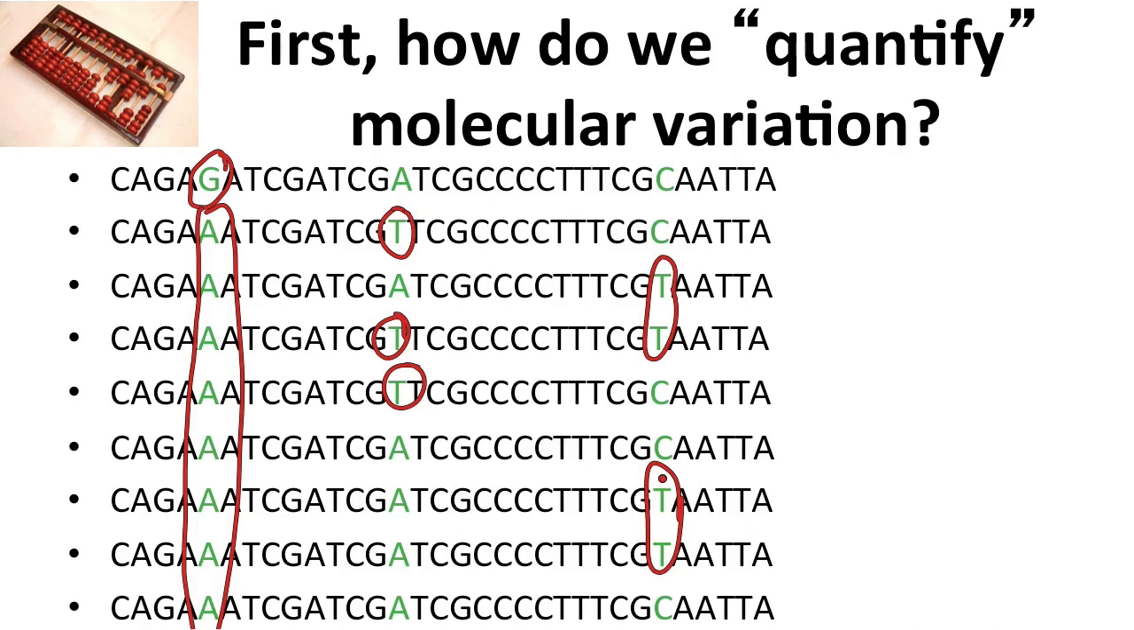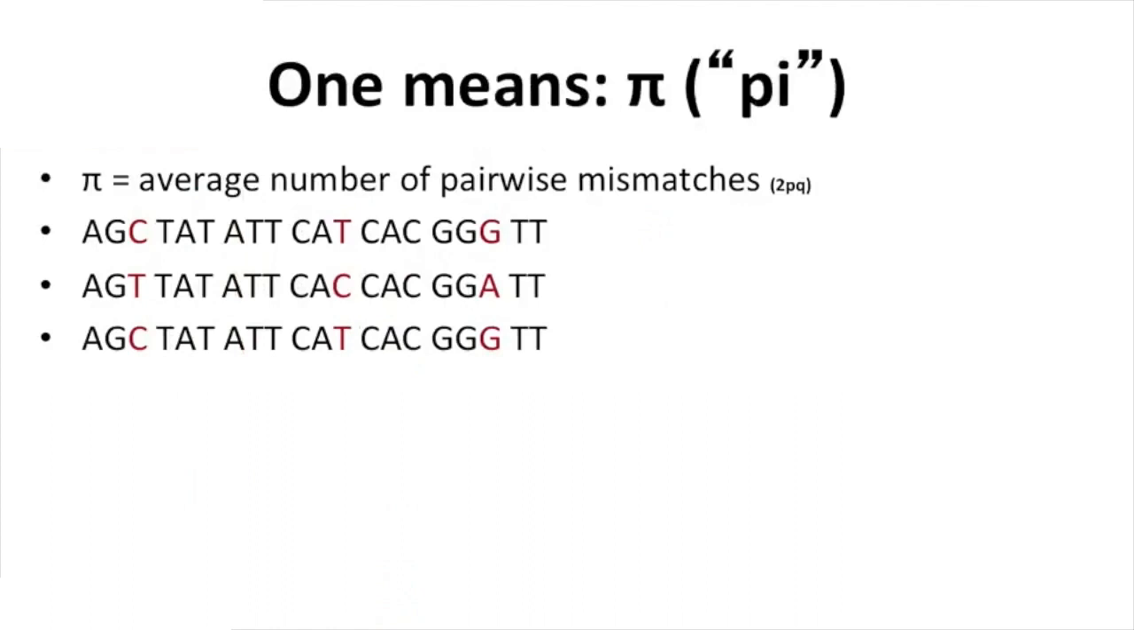So one commonly used metric for measuring the amount of molecular variation in DNA sequences when you have sequences from many individuals is referred to as pi. Okay? Well, pi, just very simply put, is the average number of pairwise mismatches among all the sequences you have. This is analogous to the 2PQ idea that we used back when we were originally studying Hardy-Weinberg. It's kind of like the average number of predicted heterozygotes.